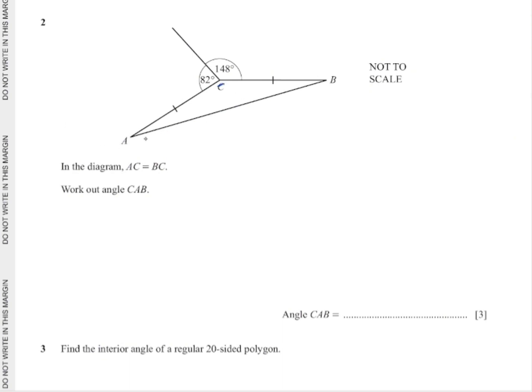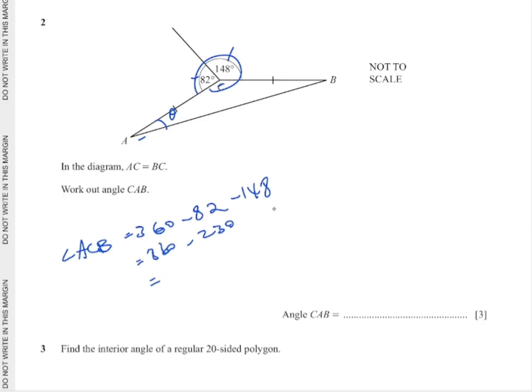Now question 2, given that AC equals BC, so this is an isosceles triangle, work out angle CAB. So angle CAB is here, this is our theta. Since we know these two angles, angle ACB equals 360 minus 82 minus 148, which is 360 minus 230, which gives us 130.